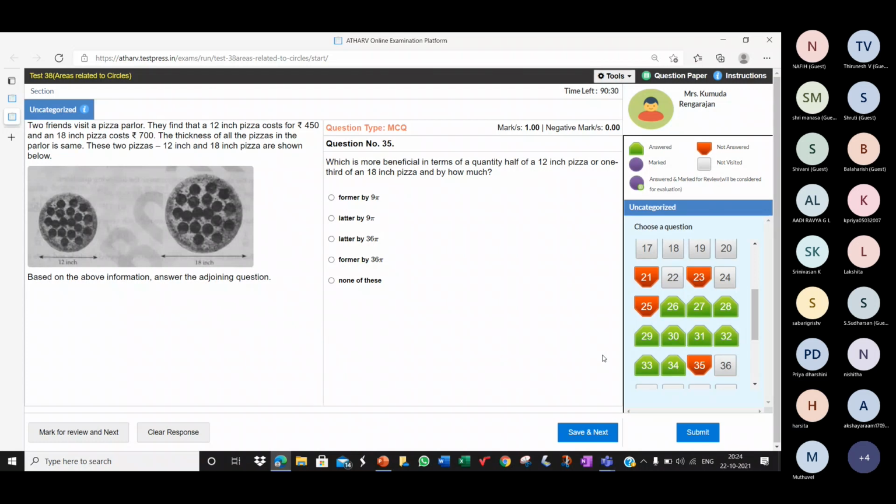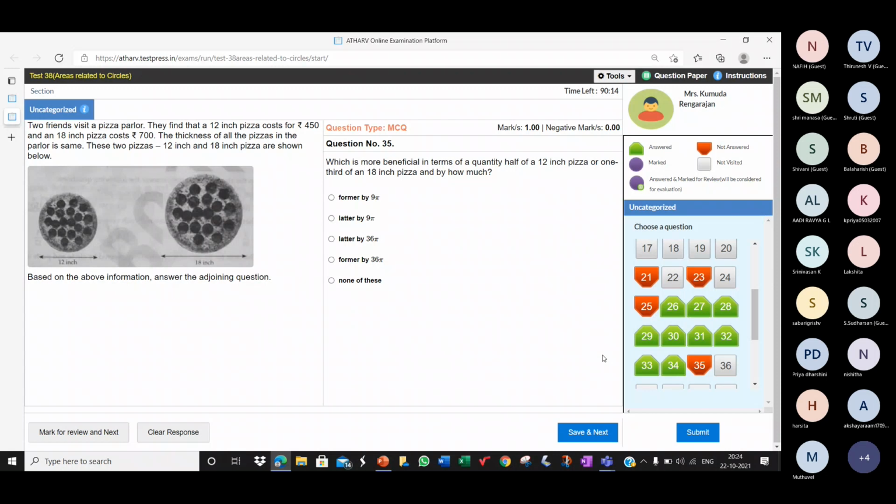1/3 of an 18-inch pizza. So the radius is 9, so pi r square is 81 pi. 1/3 of that, 81 pi by 3, so 27 pi. 27 is correct.